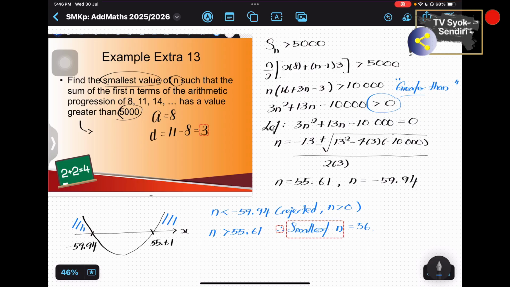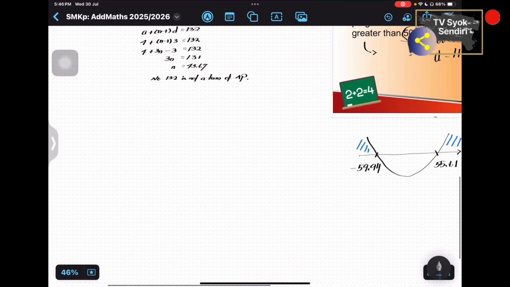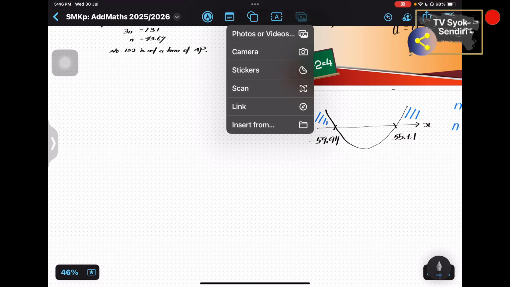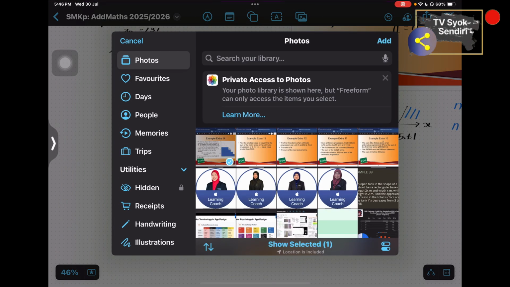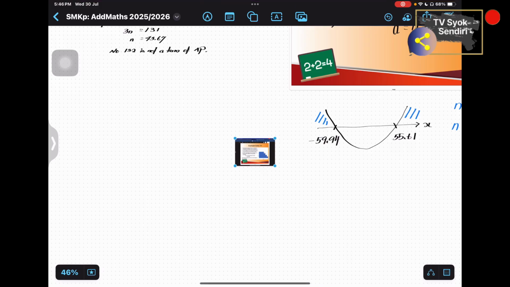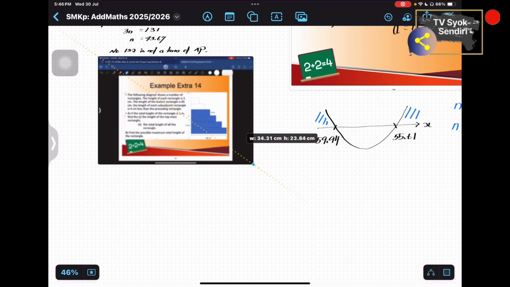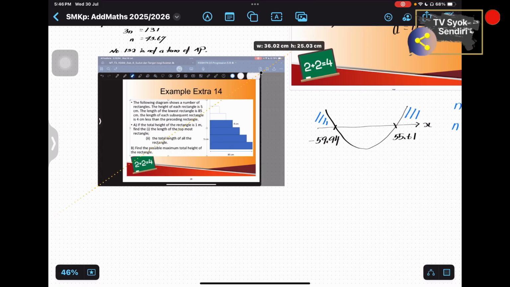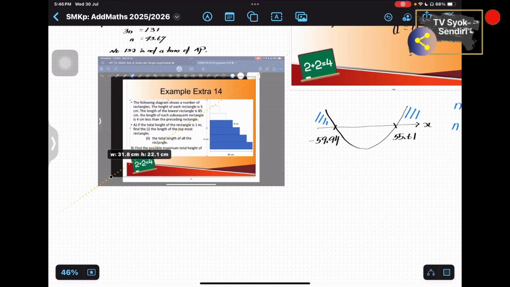So these are the steps that you need to give me whenever you answer a similar type of question. Okay, now we come to the last question. Finally we come to the last question. Now let's look into the last question. Just give me time to crop it.